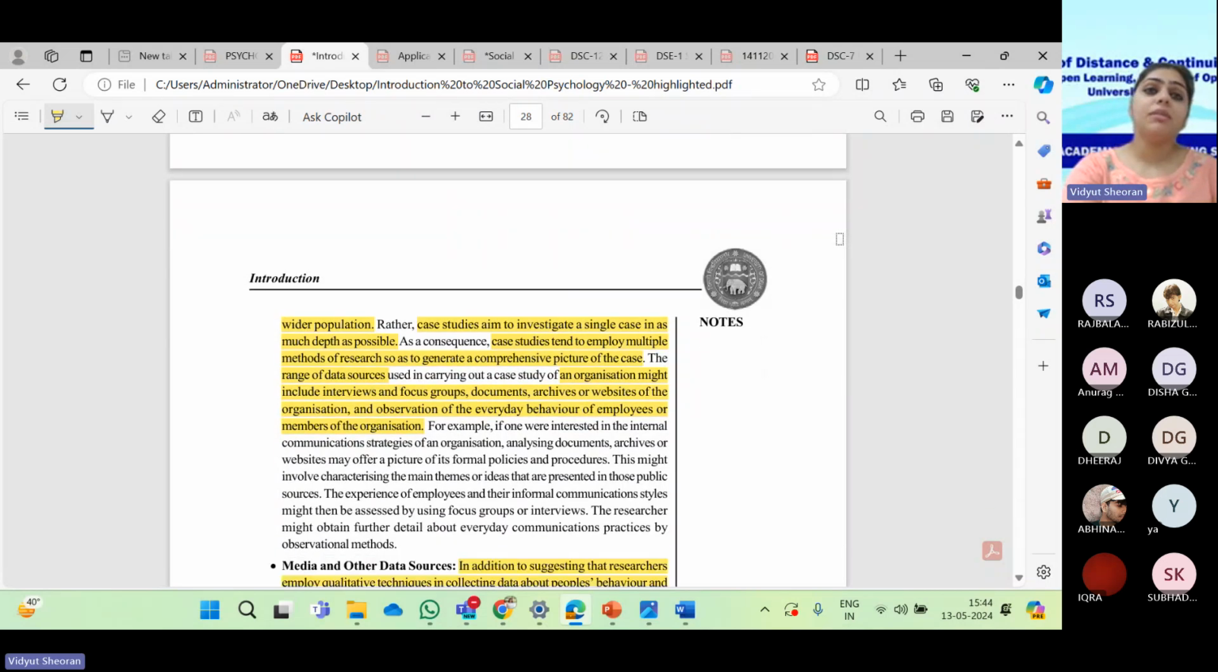And case studies can be done through various other methods like observation, interview, survey. So all other methods can be used in the form of case studies. Otherwise, how will you study the case? To study the case, you need to observe, you need to interview, you need to talk, you need to collect the data in the form of questions and answers. So other methods of data collection can be incorporated in the form of case study method.